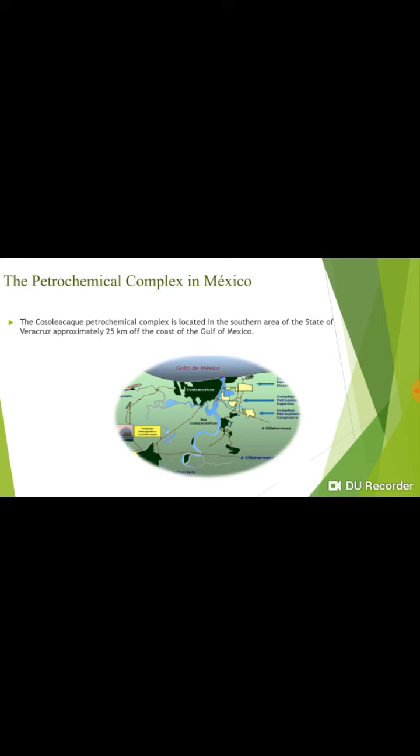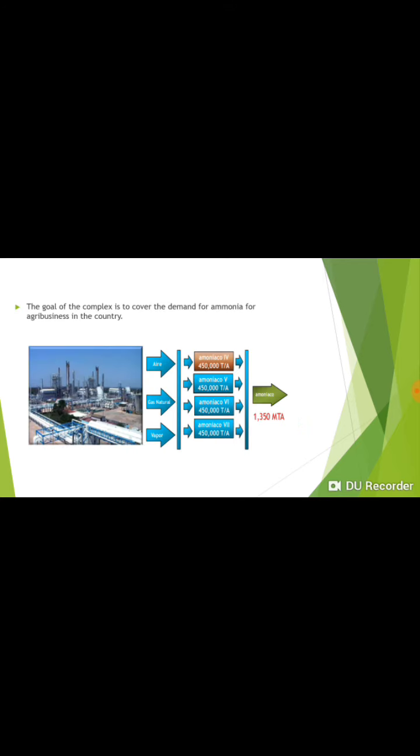The petrochemical complex in Mexico. The Cosoleacaque petrochemical complex is located in the southern area of the state of Veracruz, approximately 25 kilometers off the coast of the Gulf of Mexico. The goal of the complex is to cover the demand for ammonia for agribusiness in the country.